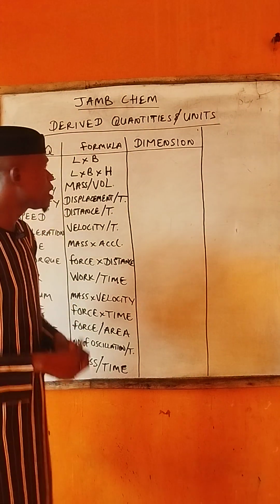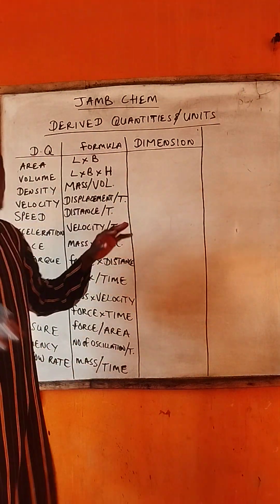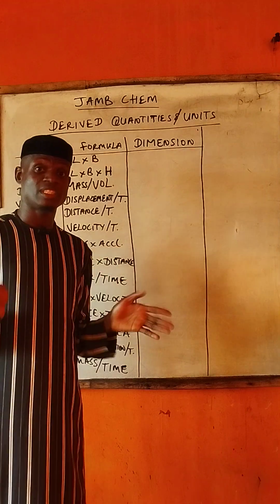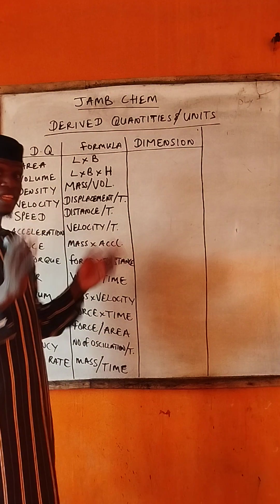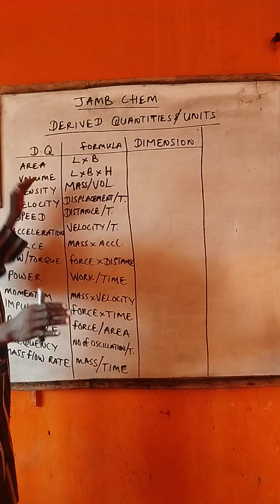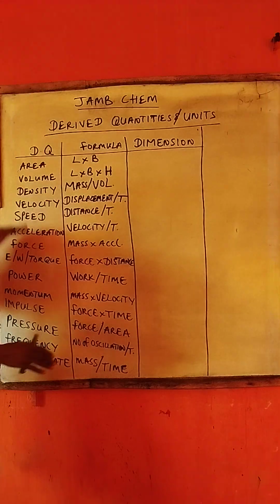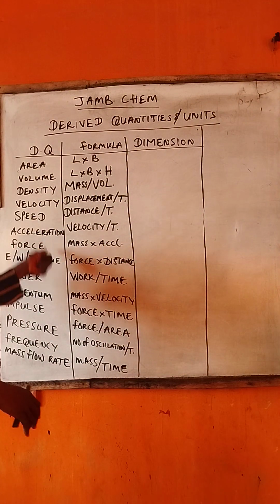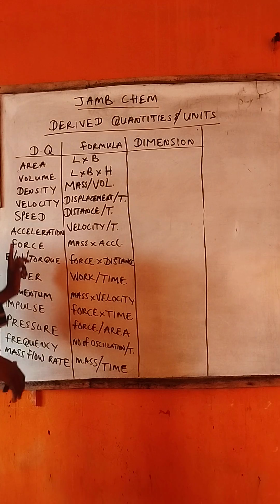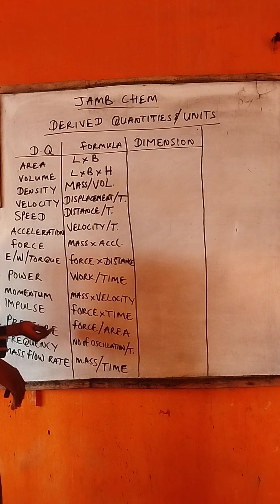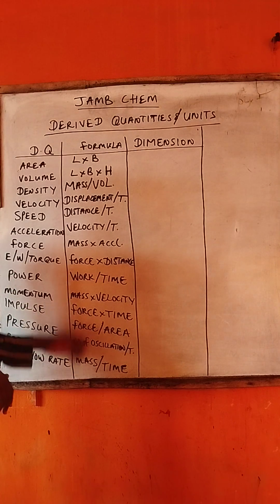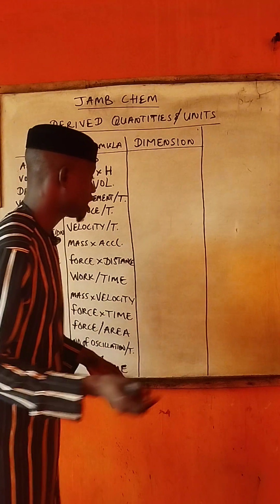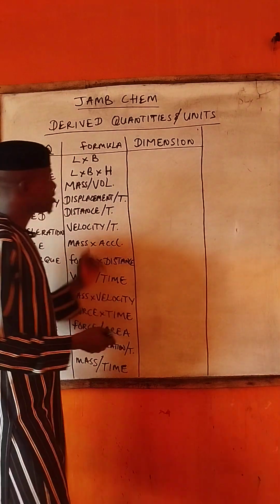That's all. Now, today we have a lot of derived quantities, plenty. But today we want to check these particular derived quantities. The first ones: area, volume, density, velocity, speed, acceleration, force, energy or work or torque, power, momentum, impulse, pressure, and others. We still have a lot more than this. But this is the formula.